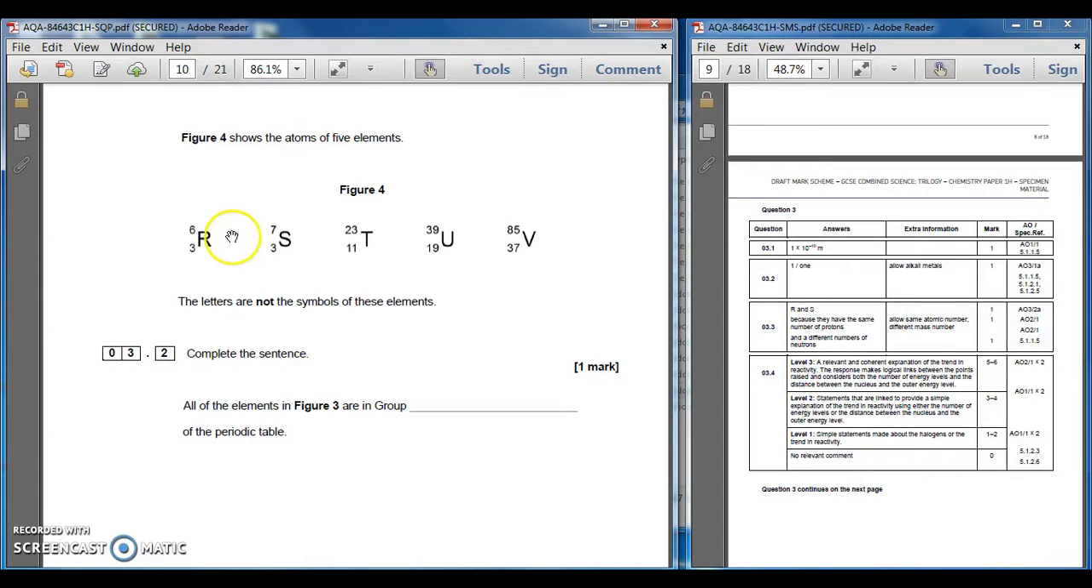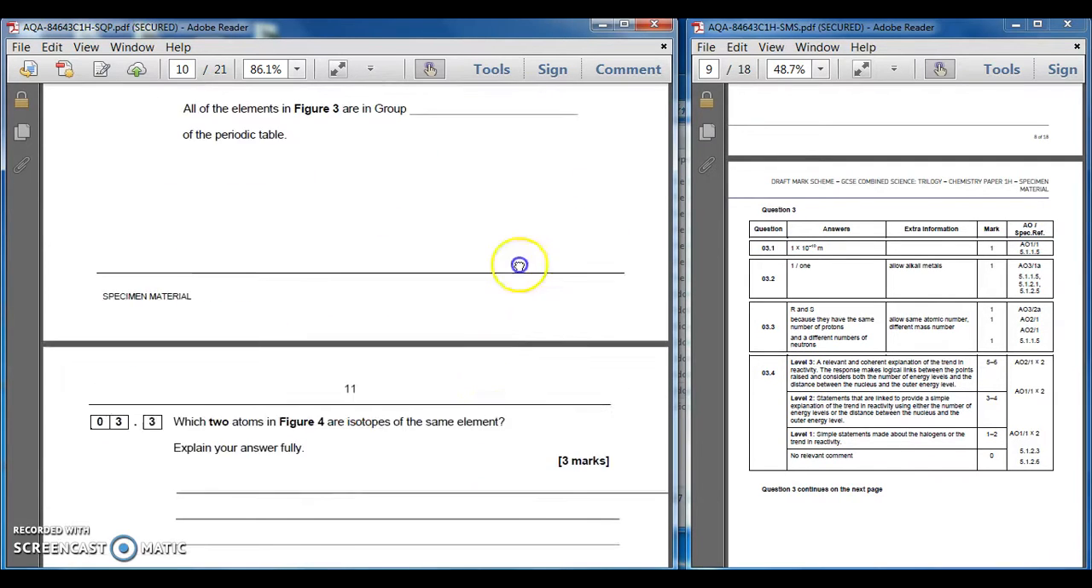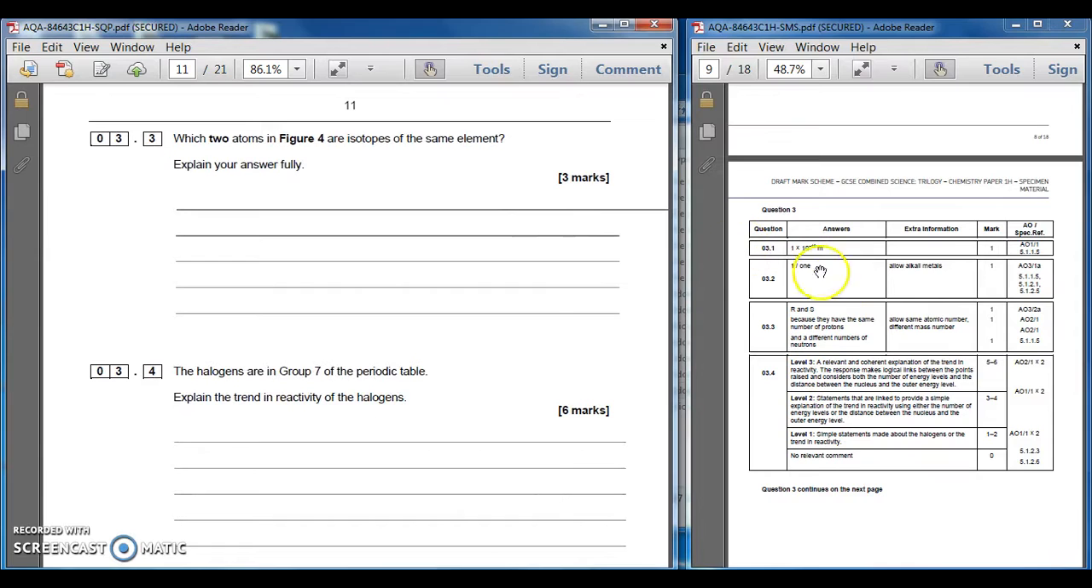The other way you could get this is by looking and finding some of these numbers on the periodic table and realising that these are all elements in group 1 by looking at the periodic table at the front of the exam. When it asks which ones are isotopes, it is R and S.